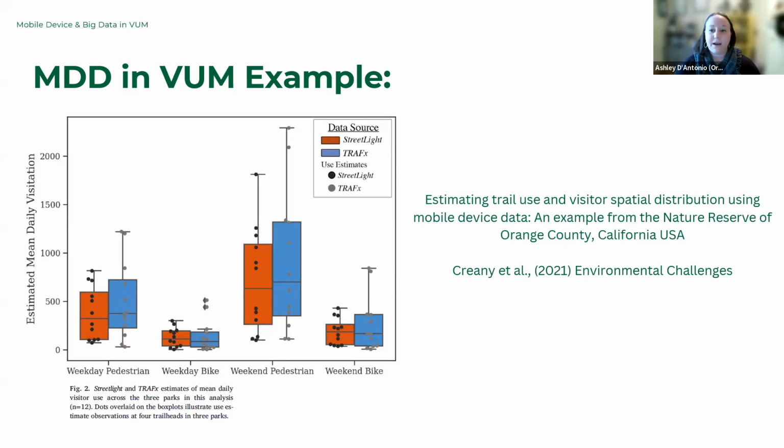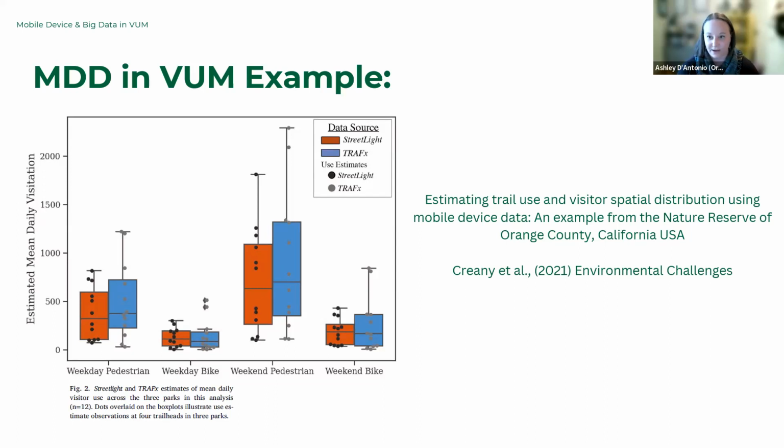And so we compared our on-the-site counts to the counts that a mobile device data vendor, Streetlight was who we worked with, gave us to see how closely their data and their algorithm, their predictions of visitor use matched our on-site counts. And this wasn't a huge sample size. We had 12 locations we were able to compare the data. The red bars are the Streetlight data predictions for visitor use levels. And on this y-axis, we have estimated mean daily visitation. So this is at the daily visitation level.